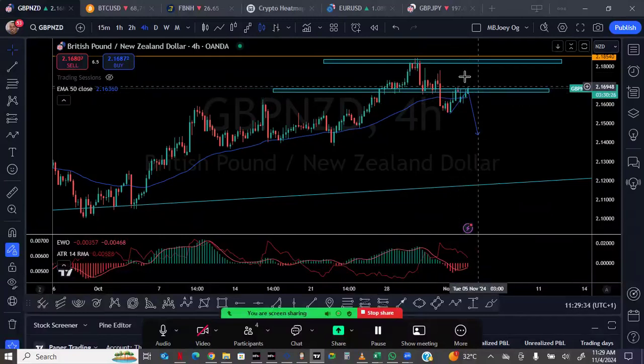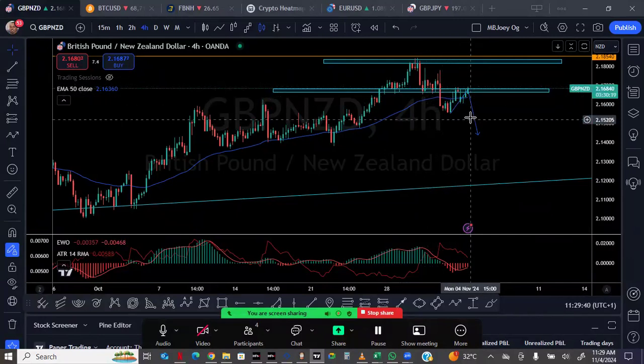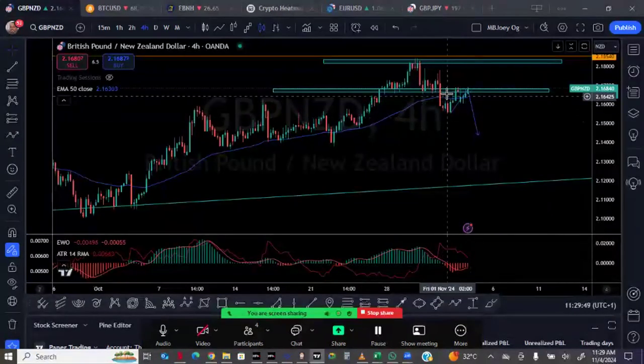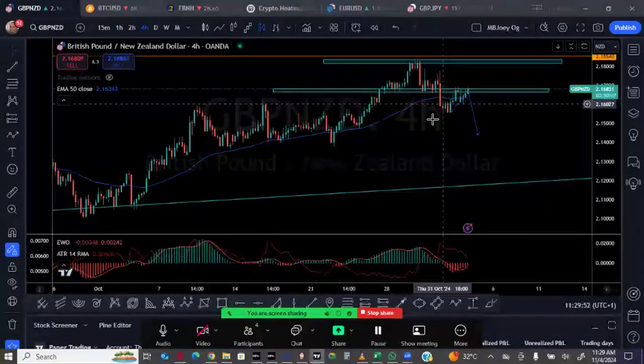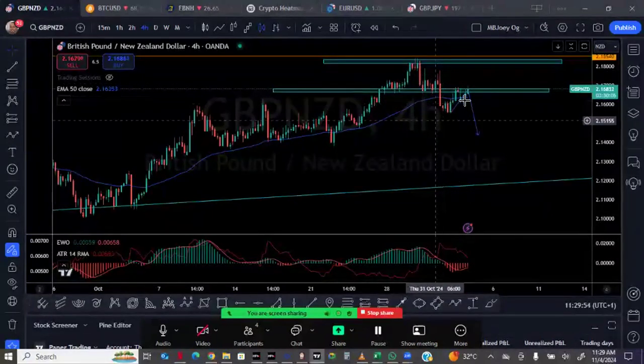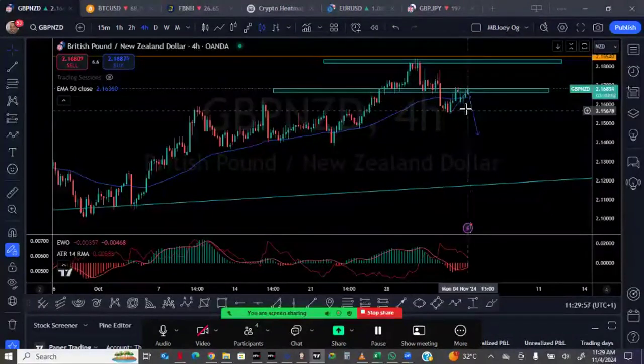it's likely to break on the lower side than on the upper side, likely to break downwards than break upwards. And the EMA actually also is projecting downward. I'm not really seeing it going up. It's not above the price.